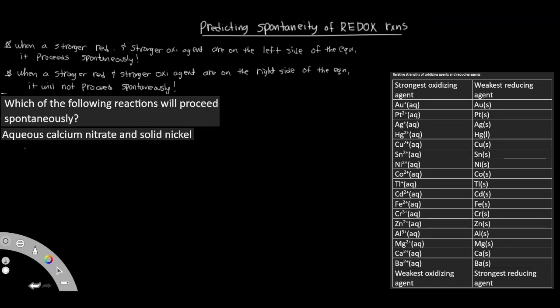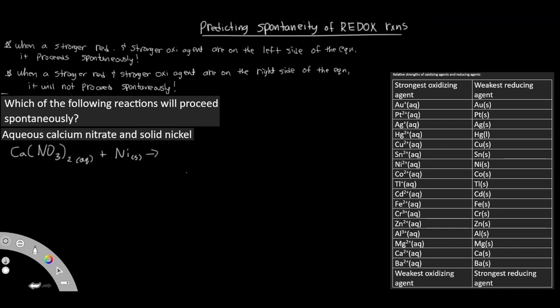So we'll start with this one. This next question, calcium nitrate. So we have Ca(NO3)2. Of course, Ca has a charge of 2, so we'll just put that down here. NO3 has a charge of 1, so that'll just be down there. Again, this is aqueous. We're adding it with solid nickel.